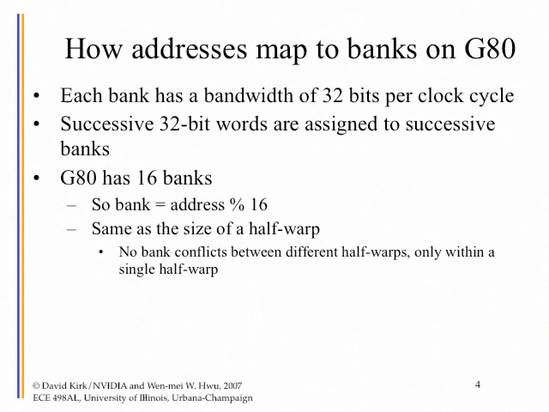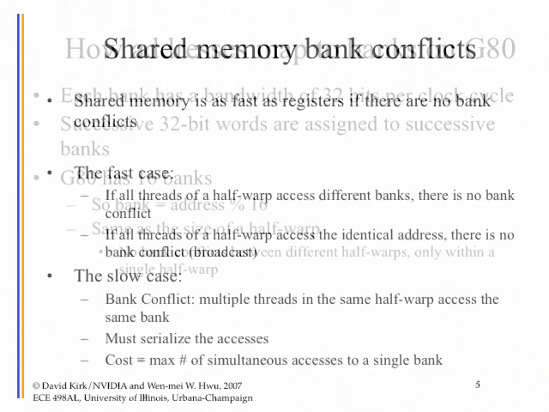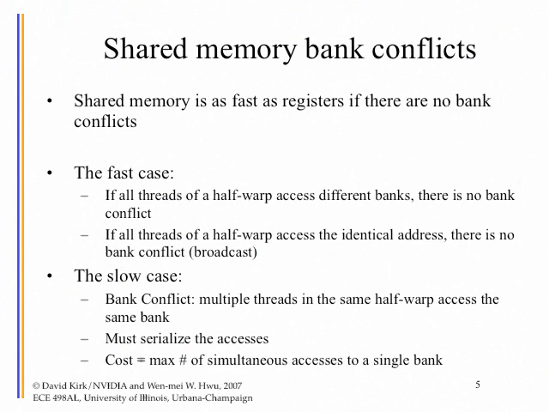Does it need to look at all the address bits? All it has to look at is the last 4 bits of each address, and you would be able to tell if they have bank conflicts. This is the same as the size of a half warp, and there are no bank conflicts between different half warps, only within a single half warp. So shared memory is as fast as registers if there are no bank conflicts.